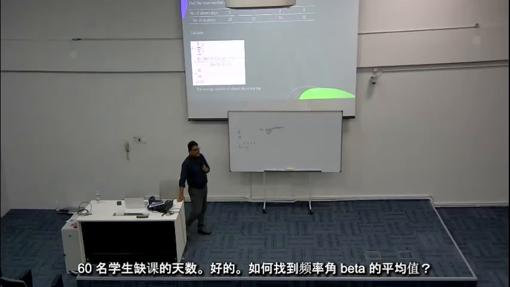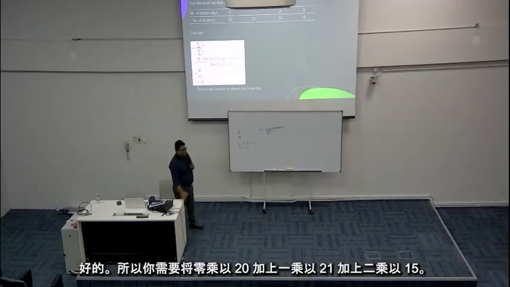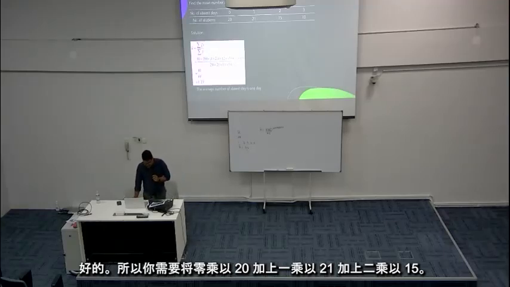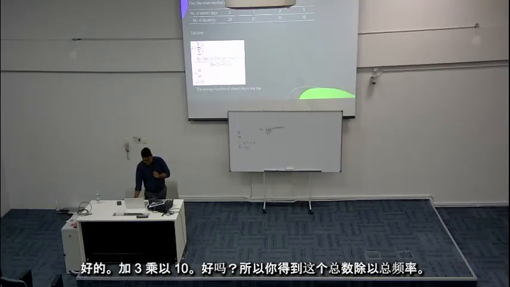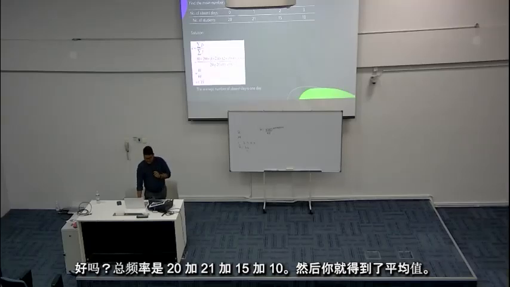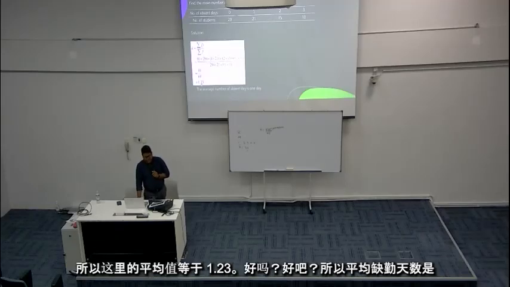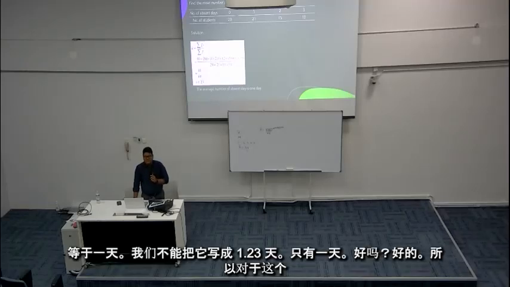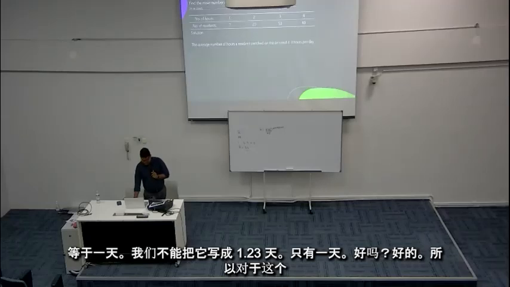How do we find the mean for the ungrouped data with frequency? You need 0 multiplied by 20, plus 1 multiplied by 21, plus 2 multiplied by 15, plus 3 multiplied by 10. You get this total divided by the total frequency, which is 20 plus 21 plus 15 plus 10, and then you will get the mean. So the mean here is equal to 1.23. Alright, so the average number of absent days is equal to 1 day. We cannot write 1.23 days, 1 day only.